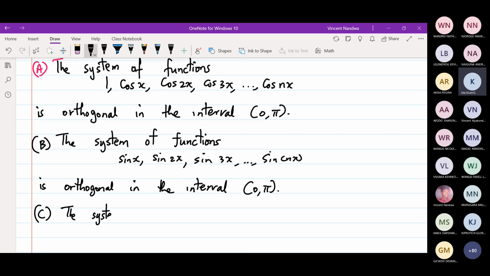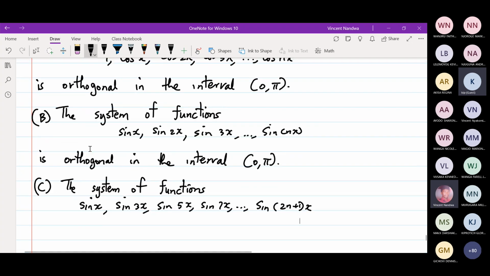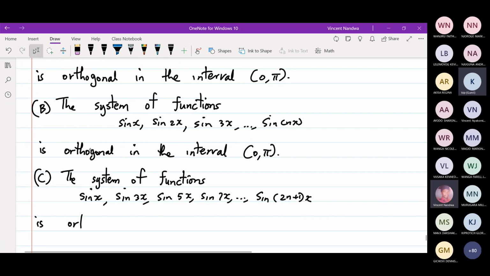The system of functions sine of x, sine of 3x, sine of 5x, sine of 7x, up to sine of (2n plus 1)x is orthogonal in the interval 0 to pi over 2. So the interval of definition matters. When you take odd multiples of x, you define by sine, then the interval becomes 0 to pi over 2, not 0 to pi.